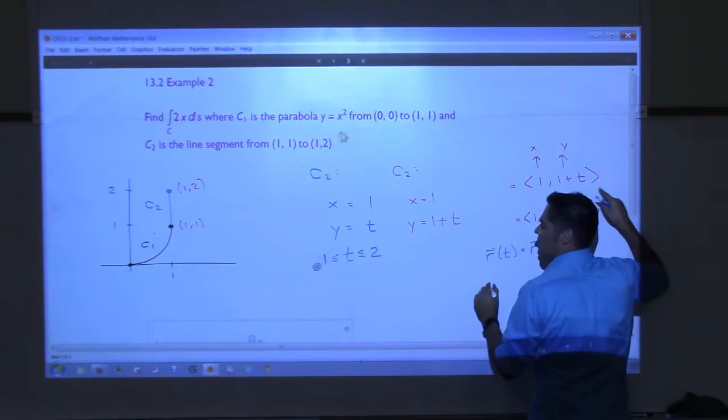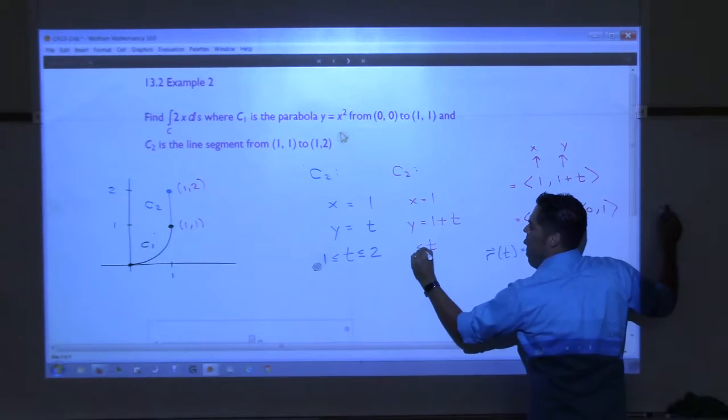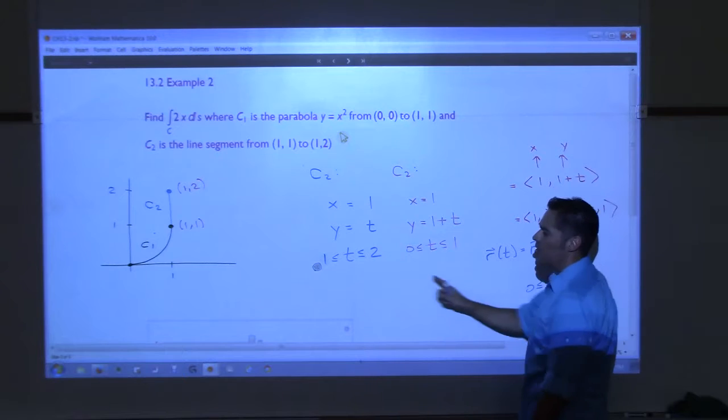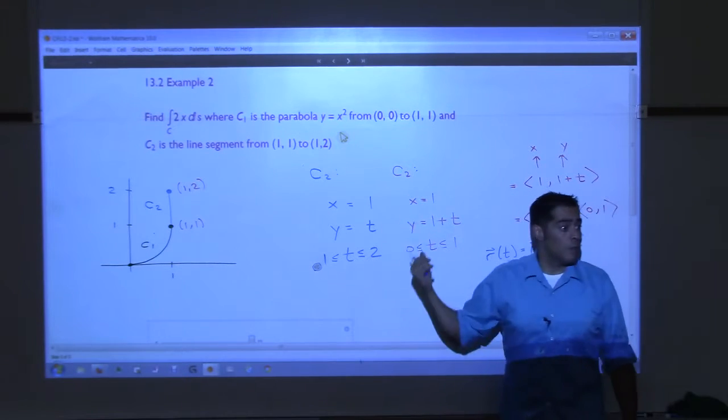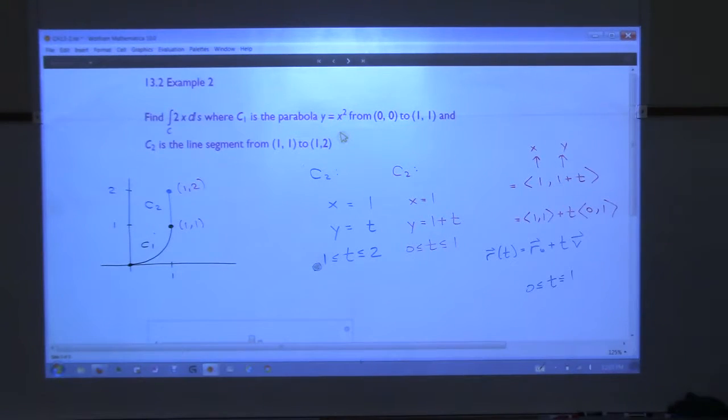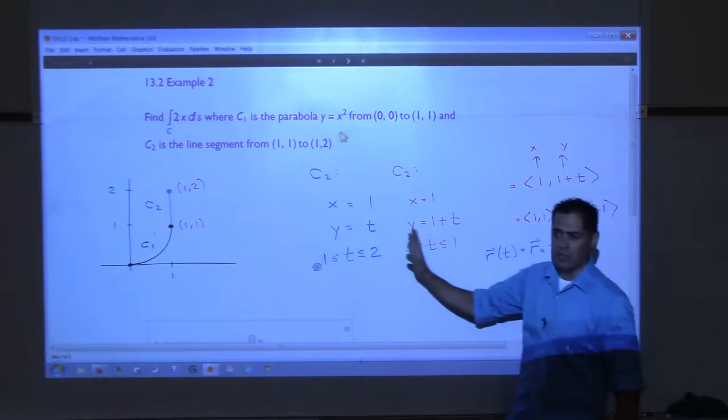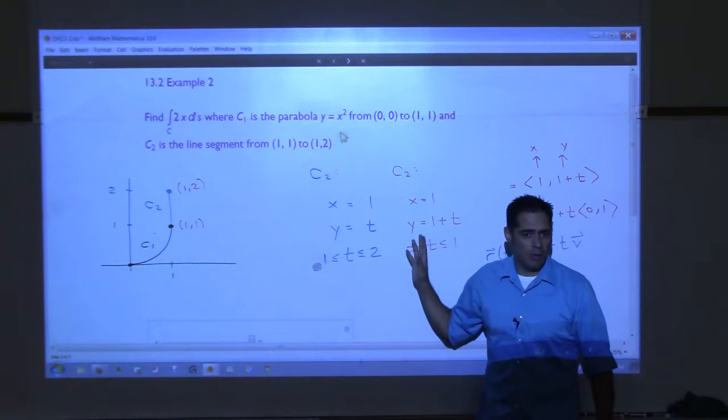What's the difference between these? T here goes from 0 to 1. T here goes from 1 to 2. Either one of those would work. All right? Do y'all see the difference? Any questions? We should get the same answer either way.